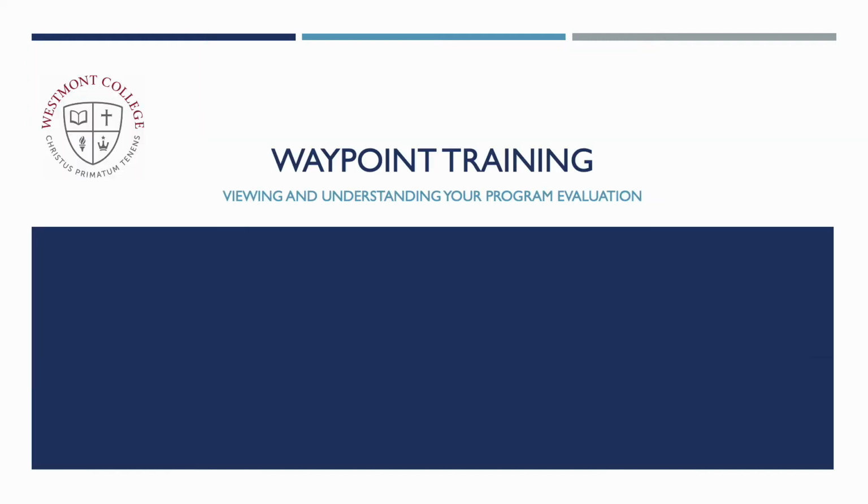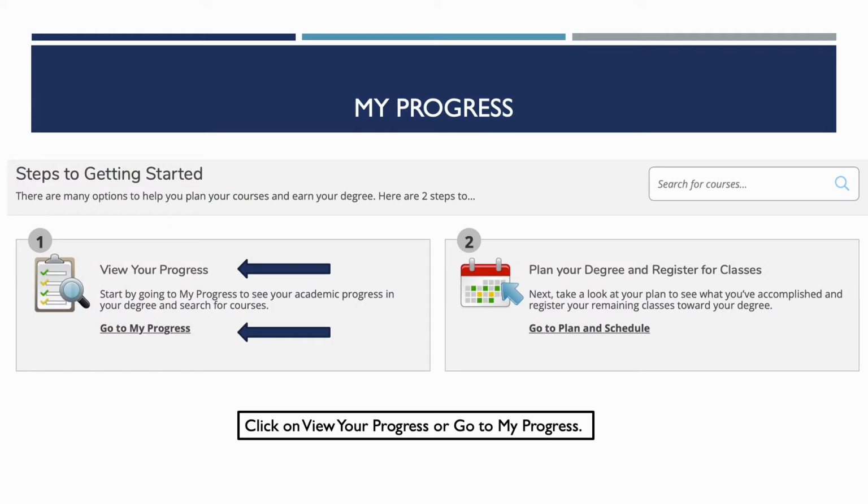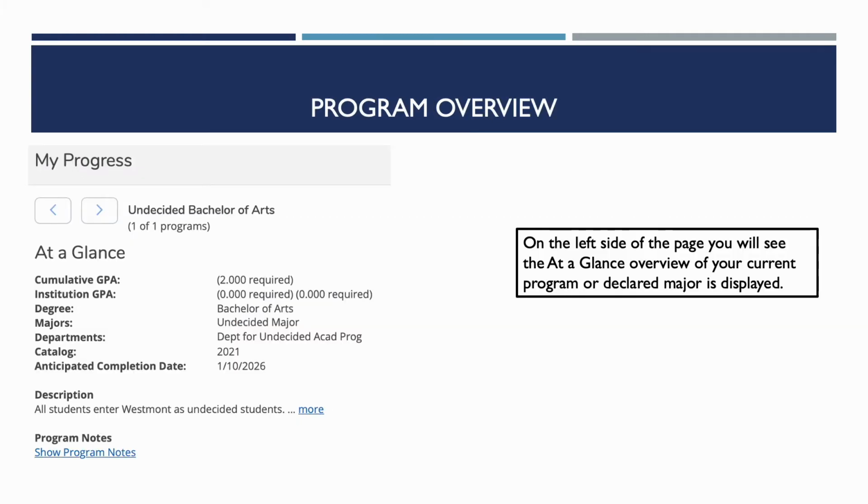Here is how to view and understand your program evaluation. From the main landing page, click on Student Planning. Then click on View Your Progress or Go to My Progress. On the left side of the page, you will see the at-a-glance overview of your current program or declared major. Please note that as an incoming student, you won't have a declared major yet. You'll declare a major once you start here at Westmont.